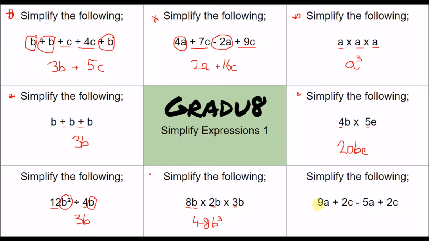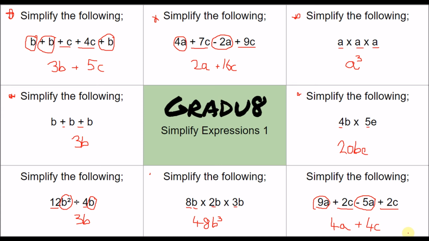Okay, over here then, you've got 9A plus 2C minus 5A plus 2C. So let's have a look. Let's circle our A's. Okay, and then let's just underline those C's there. So 9A take away 5A, that's going to be 4A. And then you've got plus 2C again, which is going to be plus 4C.